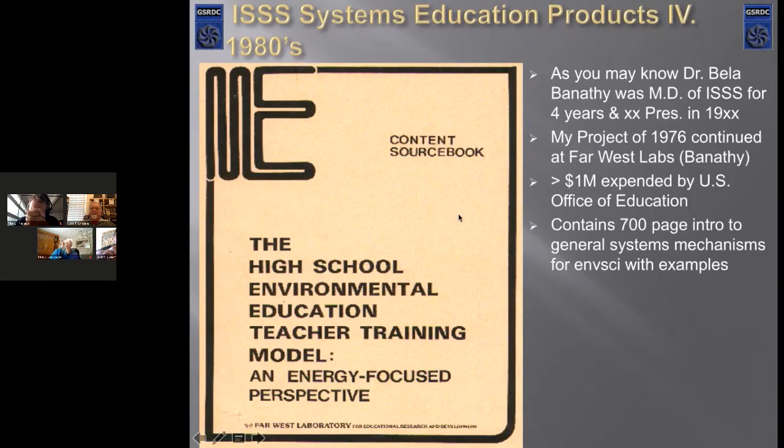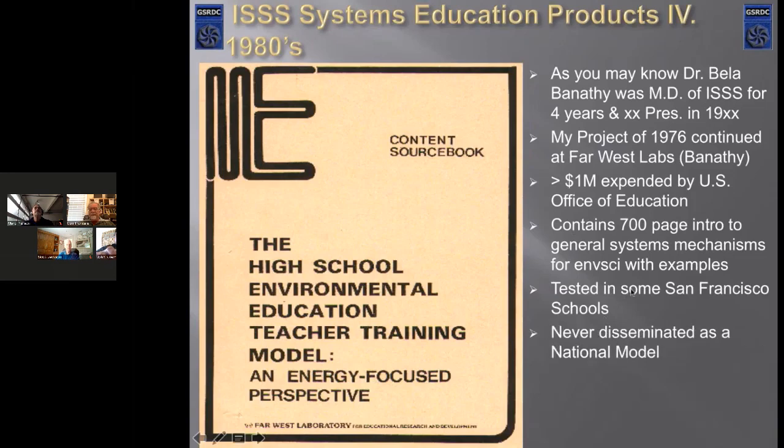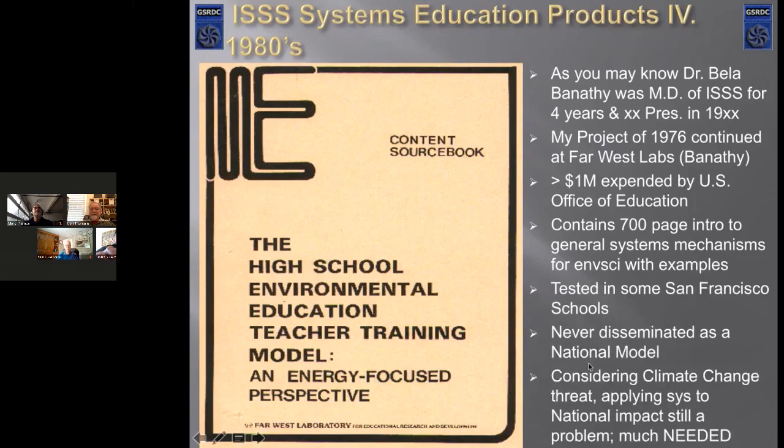It has a 700-page intro to general systems mechanism for environmental science with examples. This was supposed to be the teacher training model for the national model for environmental education. The head of that unit at the time was kind of interested in general systems as an approach. I think he was quite correct. So this was tested in several San Francisco high schools, but it was never disseminated as a national model. I don't know what happened to this report.